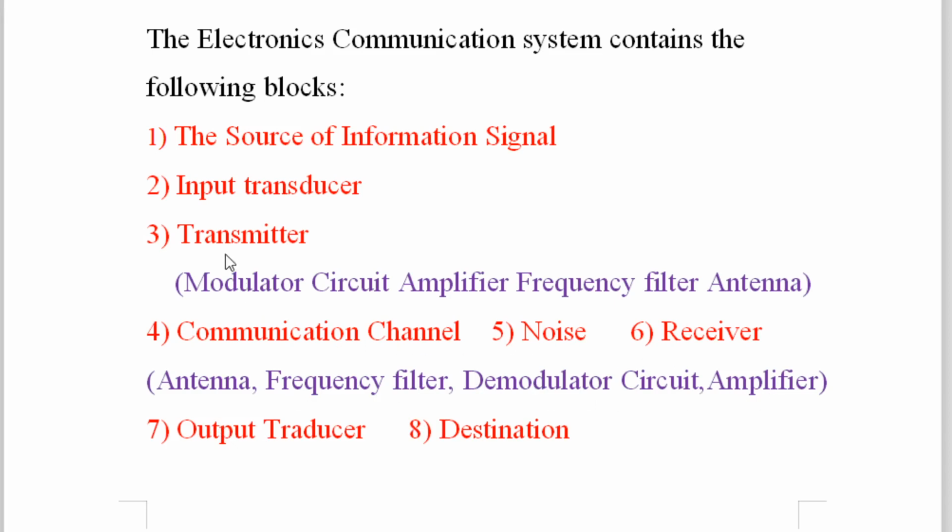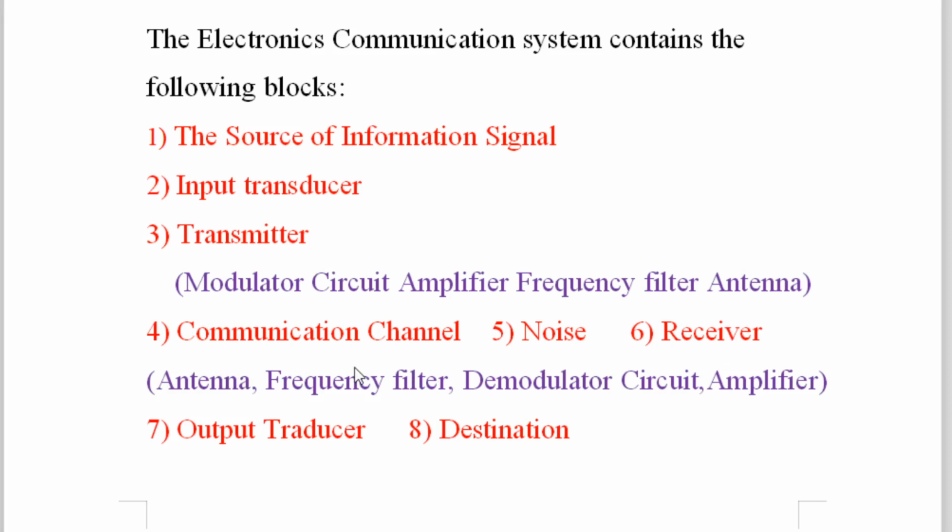So if you just look at the 4 blocks present in the transmitter and the 4 blocks present in the receiver, you will find out the amplifier is common. Here also there is an amplifier in the transmitter, and in the receiver also there is an amplifier. In the transmitter again there is a frequency filter, and in the receiver again there is a frequency filter. You will find that the antenna is again there in the transmitter and the antenna is again there in the receiver.